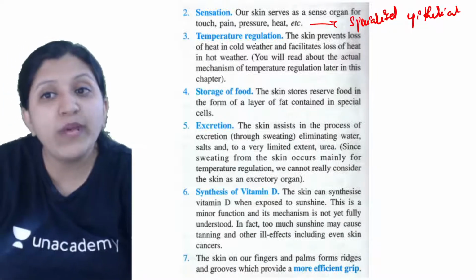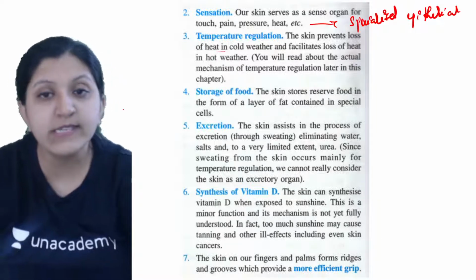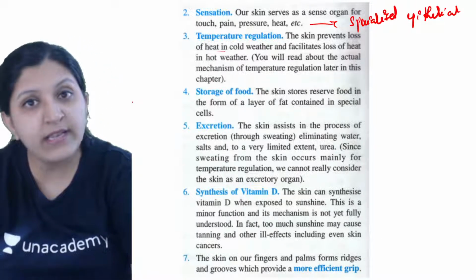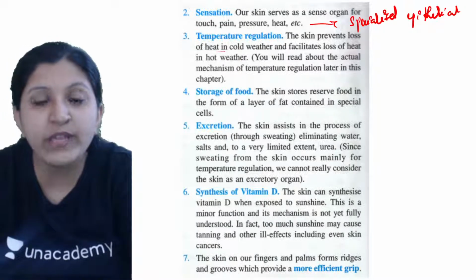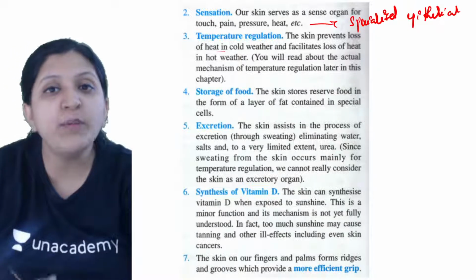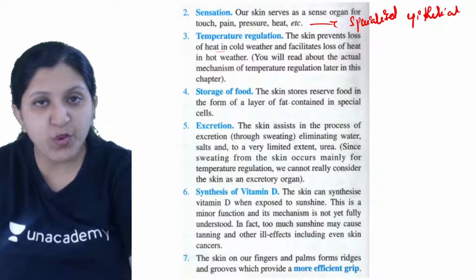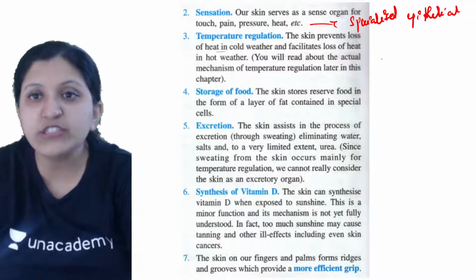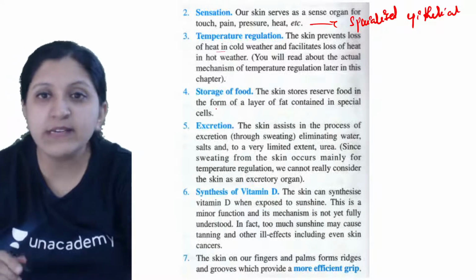Temperature regulation. Skin prevents the loss of heat in cold weather. This I already discussed. If cold weather is there, heat loss is prevented. If hot weather is there, then to cool down the body, sweat production occurs. You will read about this in thermoregulation or body heat regulation. So you will be studying about that. That is one function done by the skin.